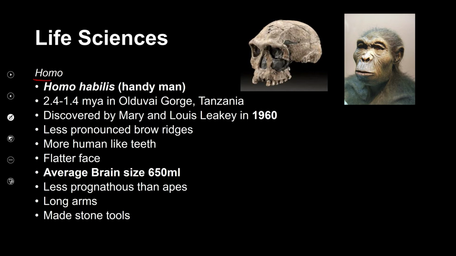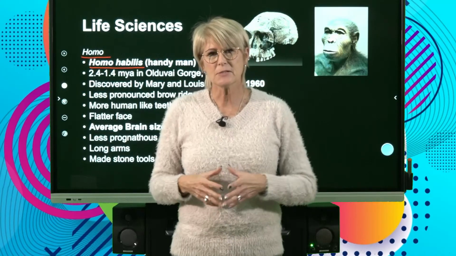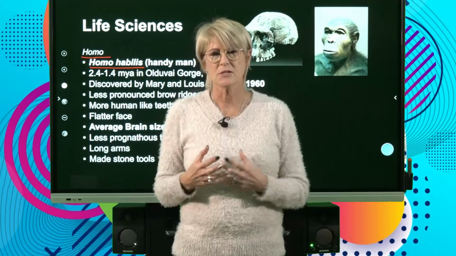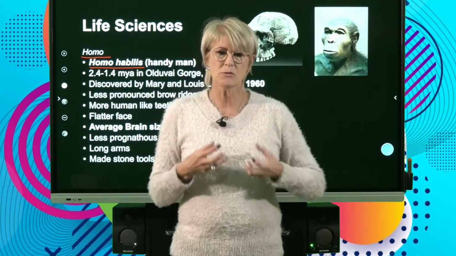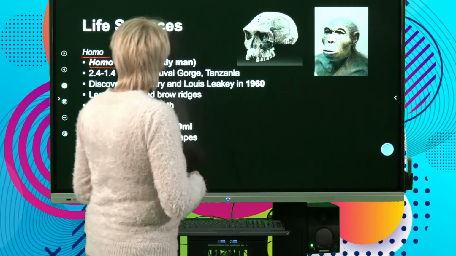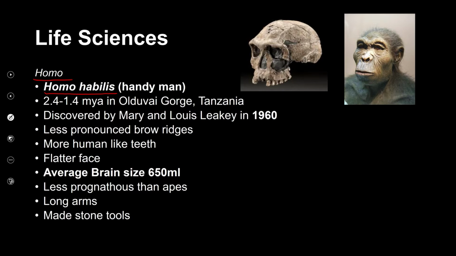Okay, so the next group of organisms we're going to have a look at is Homo, and we're specifically going to look here at Homo habilis. His nickname was Handy Man, and that was because he was the first where they found evidence of a species using tools and weapons and had ornaments and those kind of things. They lived at about 2.4 to 1.4 million years ago, and the fossils were found in Tanzania by Mary and Louis Leakey.